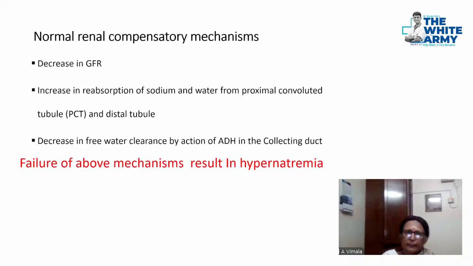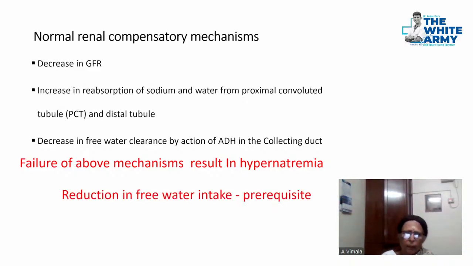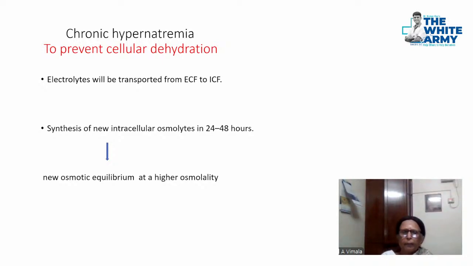So the renal compensations are reduction in GFR, increased proximal tubular reabsorption of sodium and water, and increased release of ADH. So a decrease in free water clearance, thereby correcting the osmolarity. Failure of any of this can result in hypernatremia. But to reiterate, with an intact thirst mechanism and accessibility to water, even if there's a failure of the renal mechanism, hypernatremia will not develop. In chronic hypernatremia, what happens?